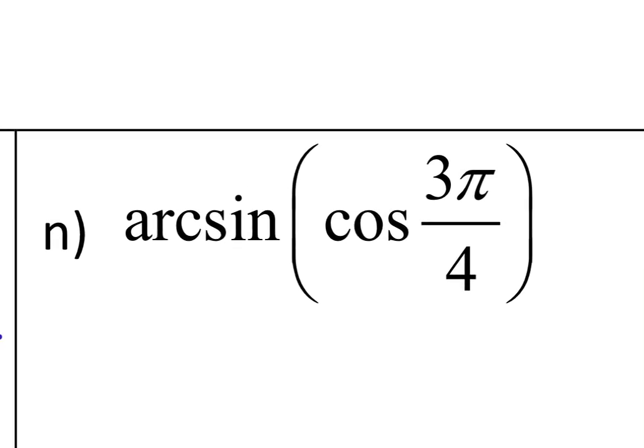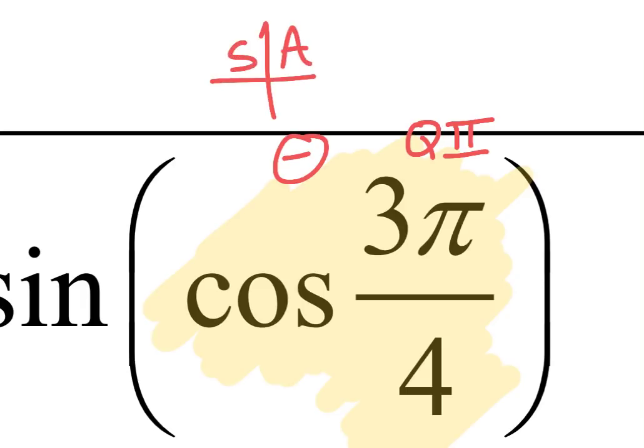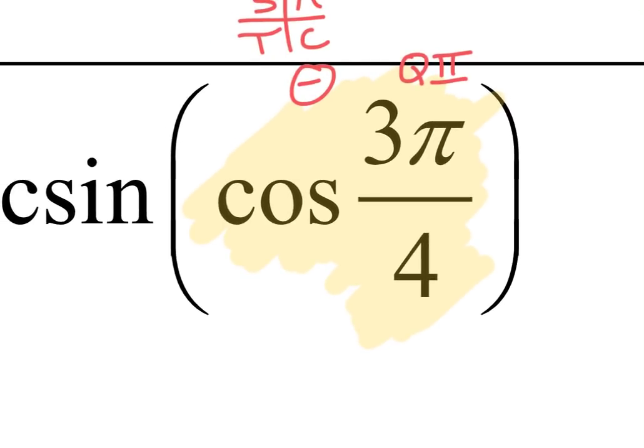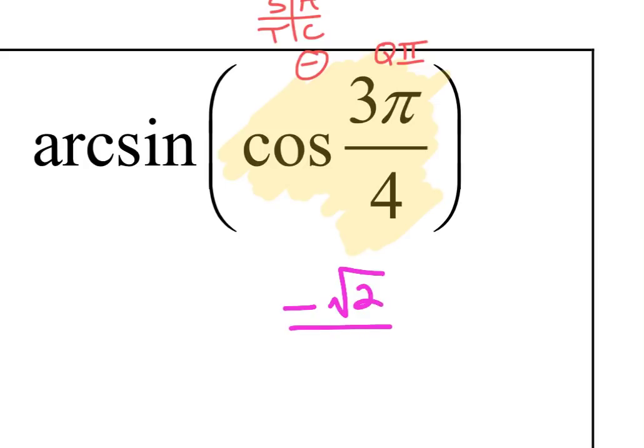In letter N, when you start with the inside function, 3 pi over 4, that's like asking about the cosine of pi over 4 in the second quadrant. 3 pi over 4 is a second quadrant angle. And cosine is negative in the second quadrant. All sad turtles cry. Only sine and cosecant are positive in the second quadrant. So cosine of 3 pi over 4 is going to be negative radical 2 over 2.